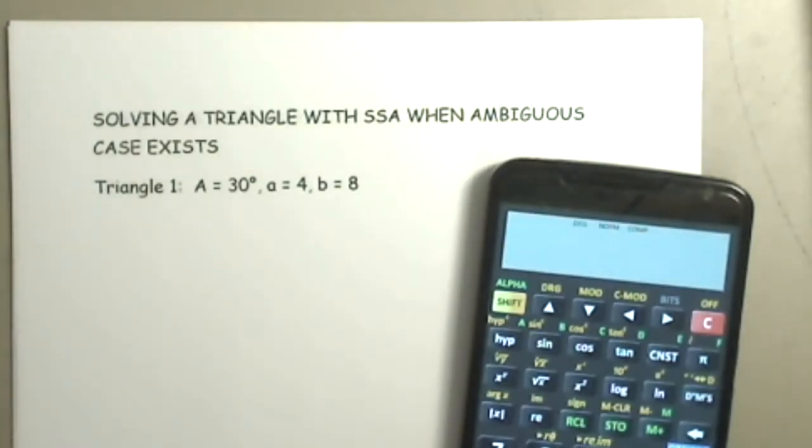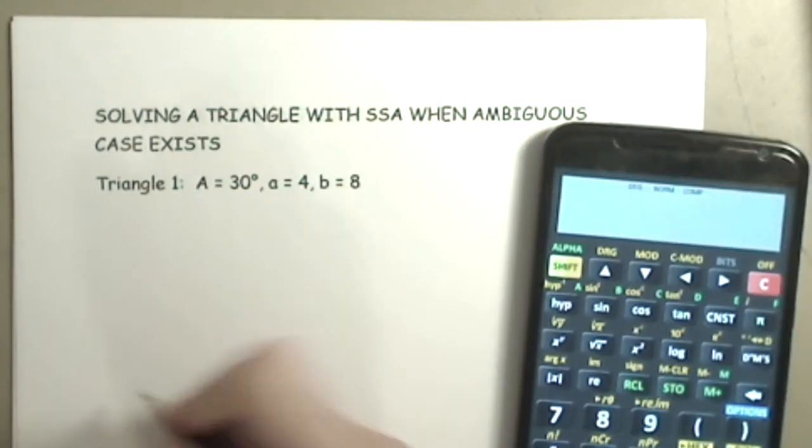I have an example of each here. One where you end up with one triangle, one where you end up with no triangles, and one where you end up with two triangles, and we'll solve out the triangles. So let's look at our first ambiguous case example.